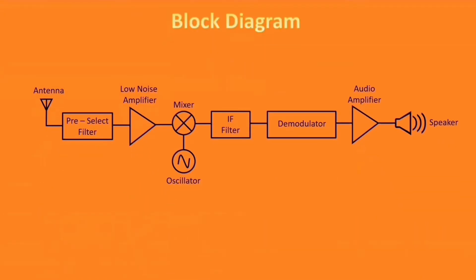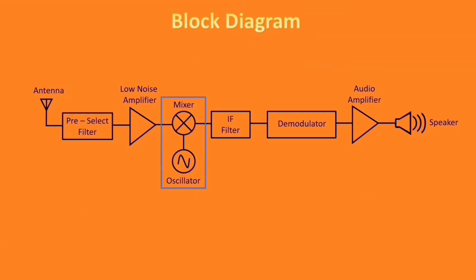Next is the block diagram. First, we have an antenna. It will receive the signal at about 88 MHz to 108 MHz from the transmitter. After that is the pre-selected filter, and it is a bandpass filter. It is used to eliminate spurious noise and stop the unwanted frequency received by the antenna. Then is the low noise amplifier. It is an electronic amplifier that amplifies a very low power signal without significantly degrading its signal to noise ratio.